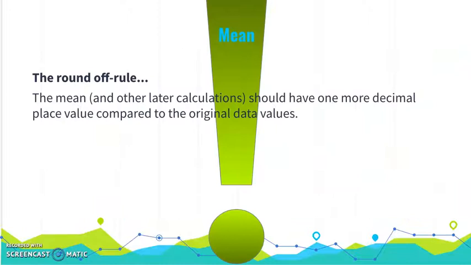Now, how do you decide how many decimal places to use? You're not going to need anyone to tell you. You're always going to need one more decimal place than the original data values. So if my original data values had no decimal places, then my calculations would need to have one decimal place.